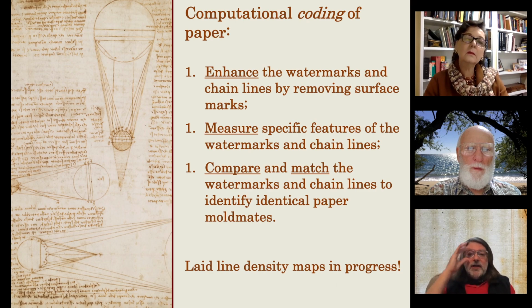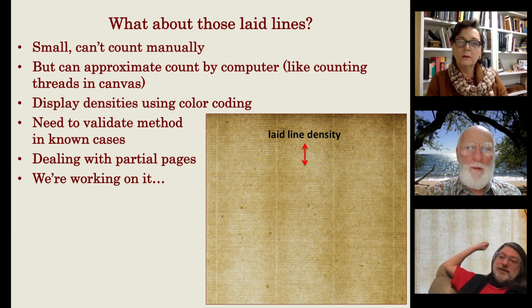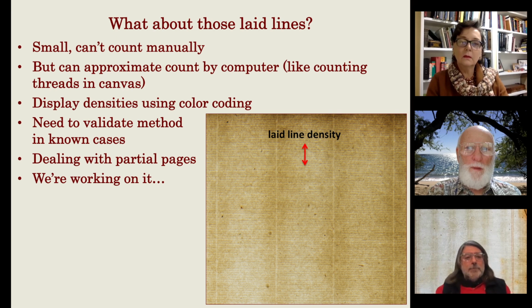And then a third kind of evidence is the laid lines. We're not quite as far along in the laid line density maps. Please flip to the next slide. And so here you can maybe see the laid lines. If you see my background, you can see laid lines up there, if you can zoom in.